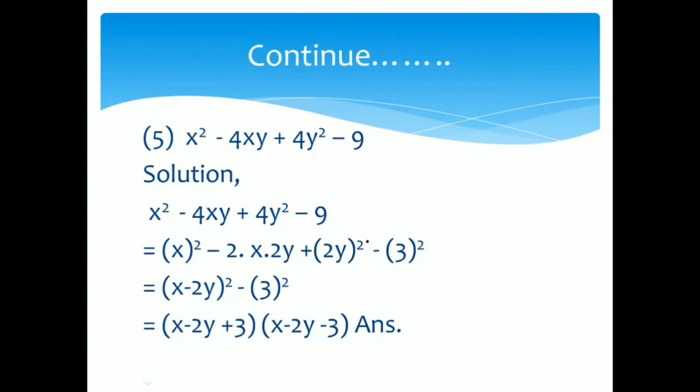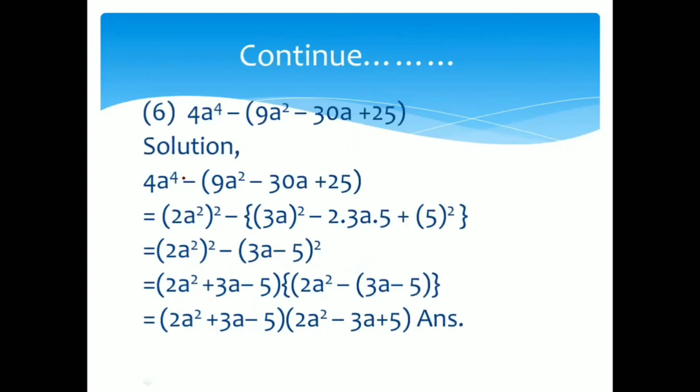Then at the back there's 9. 9 means 3 square. Then write 3 square. Now it is in a square minus b square form. A square minus b square means (a plus b), where b means 3 and a means x minus 2y. And here a minus b, a means x minus 2y, b means 3: x minus 2y minus 3. These are the two factors of this question. Now let's move to the next question.